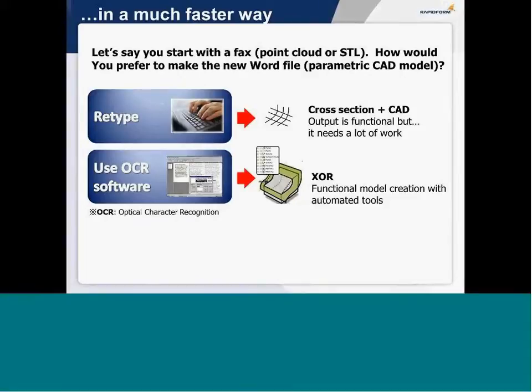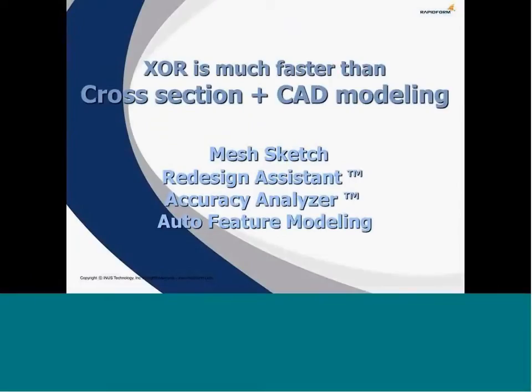In the case of the fax document, you could use OCR, or optical character recognition software, which recognizes the characters and outputs a text file, which you can use to edit in Word. In XOR, we have similar functionality, which extracts the feature information from scan data. With this feature information, you have the numeric values and you have parametric objects, which you can edit in XOR and which you can export to CAD. XOR is much faster than just cross-section plus CAD modeling.